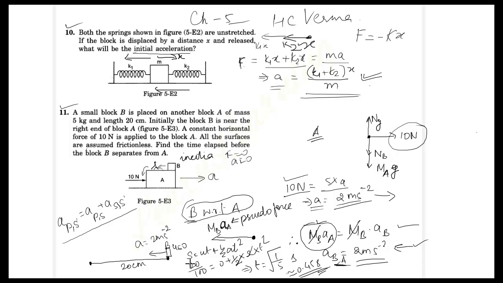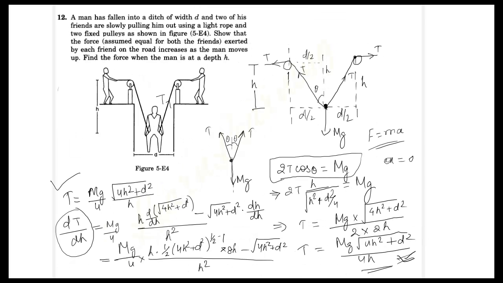So we can simply use the formula s equals ut plus half at square, where s will be 20 by 100 since it is in centimeters. Initial velocity is 0, plus half into acceleration 2 into t square. So we get t equals square root of 1 by 5 seconds, which is approximately equal to 0.45 seconds. So the answer in this case will be 0.45 seconds. Fine. So this will be the answer. Now we'll see the next question, question number 12.